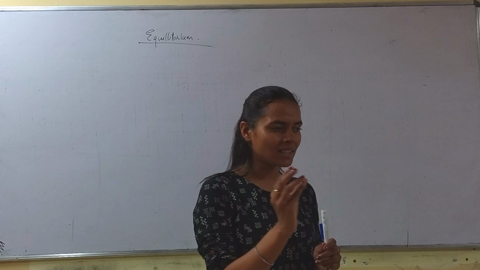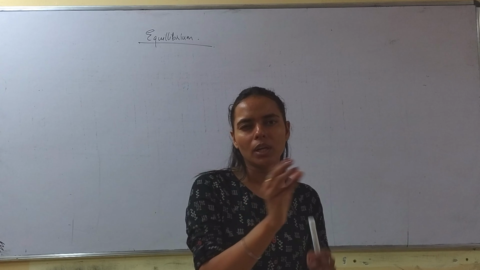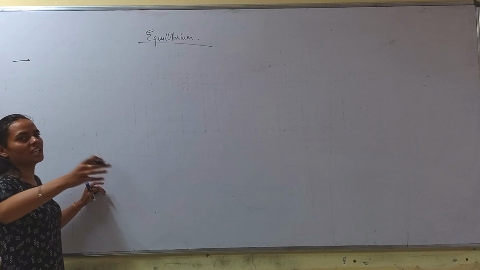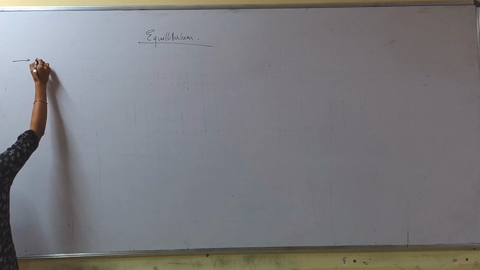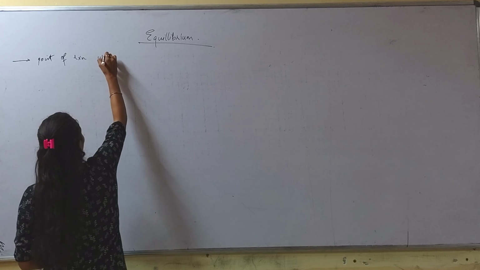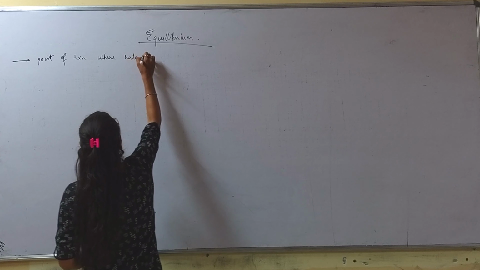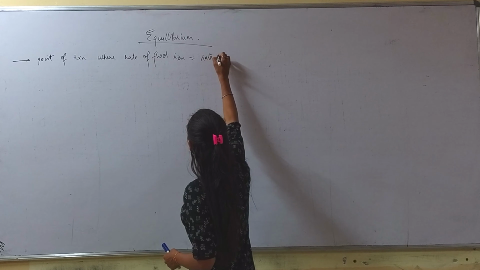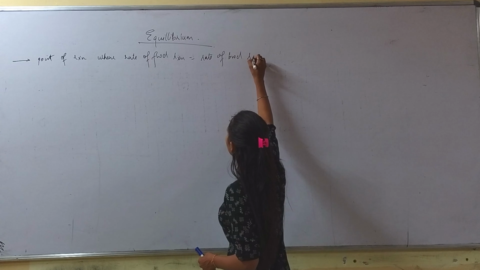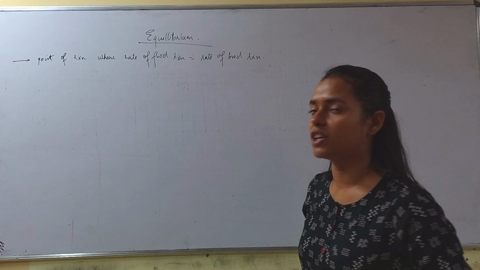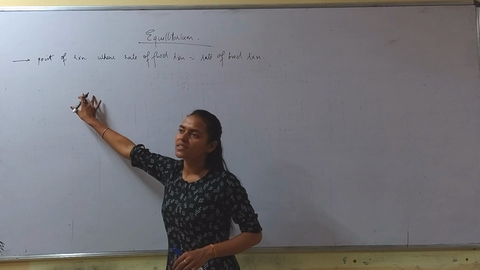Okay. Now, starting with the simple definition of equilibrium. The word equilibrium has a similar word, like equal something. With this equal thing, here is the simplest and most applicable definition that I will give you. It is the point of reaction where the rate of forward reaction becomes equal to the rate of backward reaction. This is the most applicable definition of equilibrium that you will ever get. Now let us understand this.